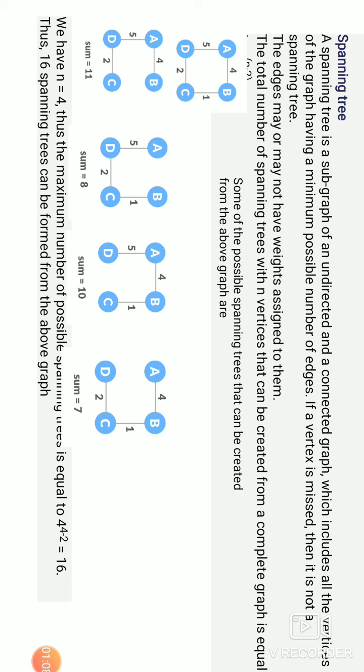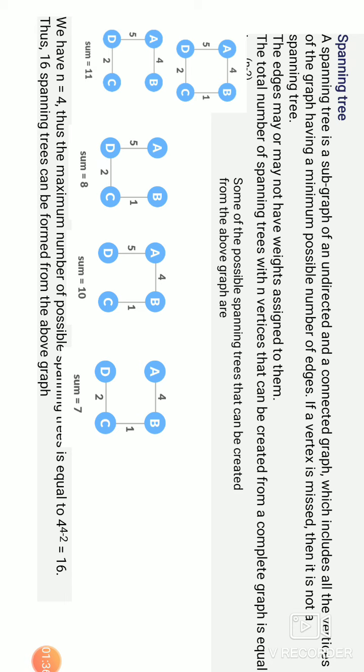So a spanning graph is a subgraph of a graph which does not have any cycles and which includes all the vertices of a main graph and few edges of the main graph. And the edges may or may not have weights assigned to them. The next question is how many spanning graphs can be drawn using a single graph.